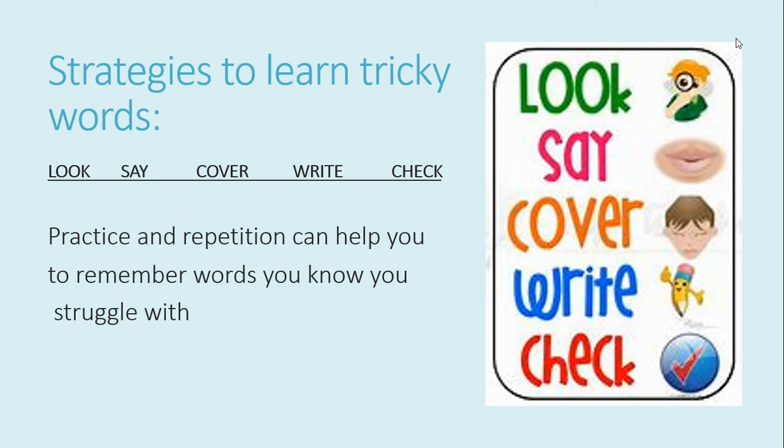A classic one that you may have come across at school, another strategy is to look at the spelling of the word, say it out loud so we get used to how it sounds, cover it up, try and remember the picture of the words in our minds, have a go at writing it and checking it. And this is a practice and repetition thing, so doing it once isn't going to help. But doing it over and over again with the words we really struggle with can help to put it into our long-term memory.